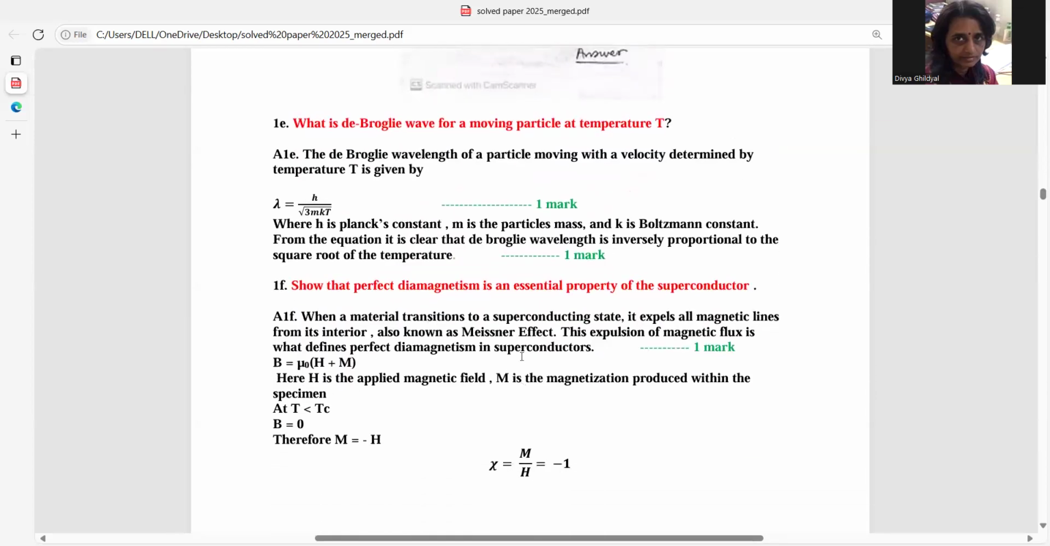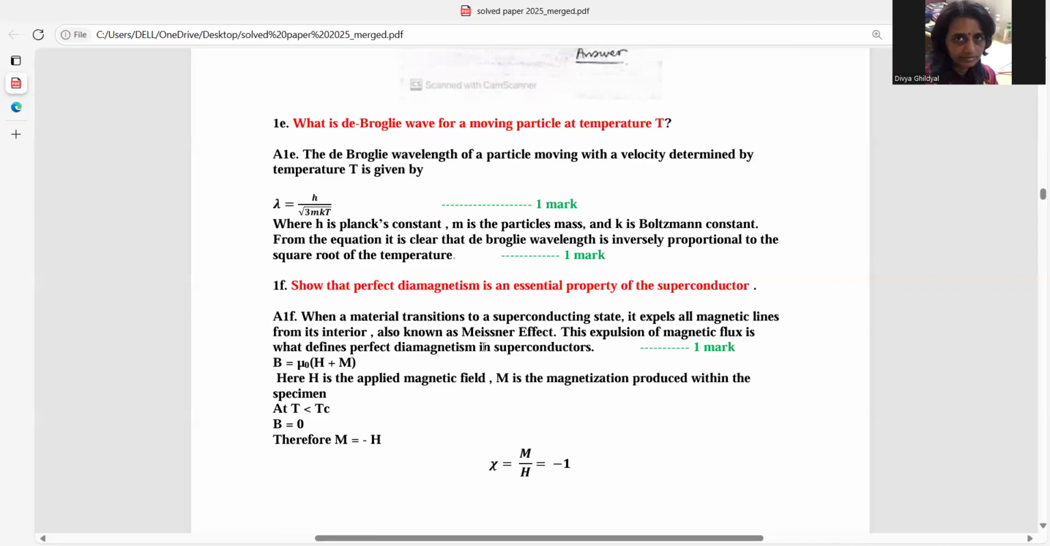What is the de Broglie wavelength for a moving particle at temperature T? Again, quantum physics. For de Broglie wavelength, either a numerical comes or the definition. You can use the formula lambda equals h upon under root 3 m k T, where h is Planck's constant, m is the mass of the particle, and k is the Boltzmann constant.